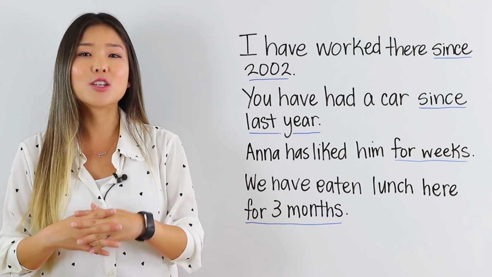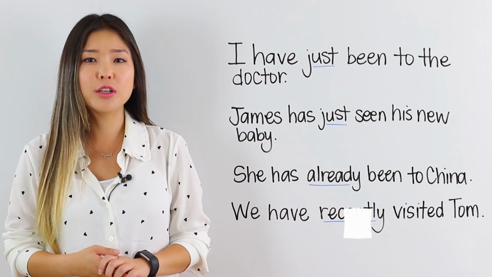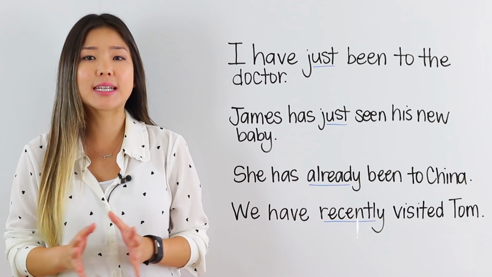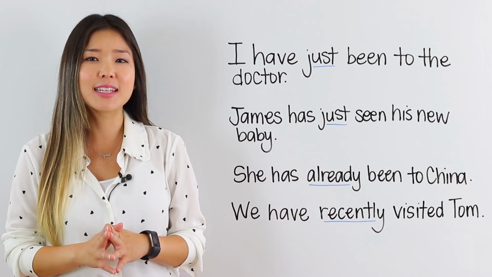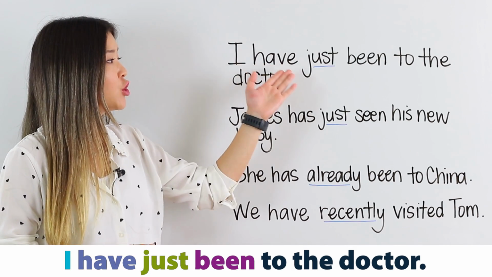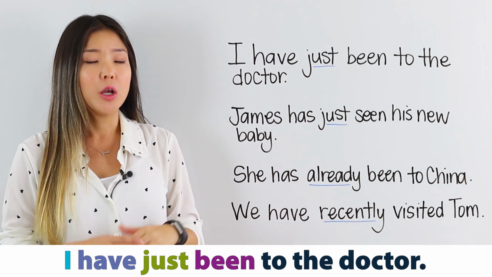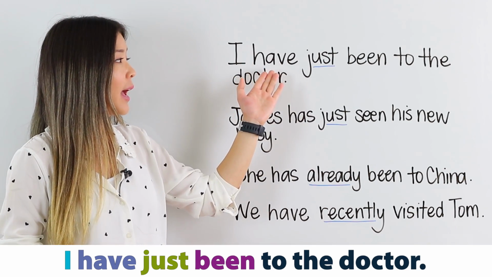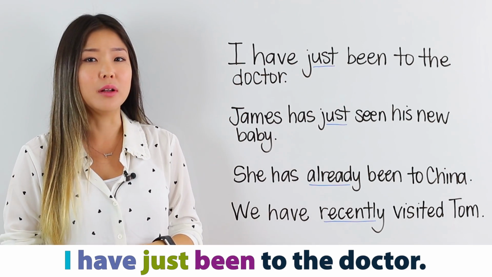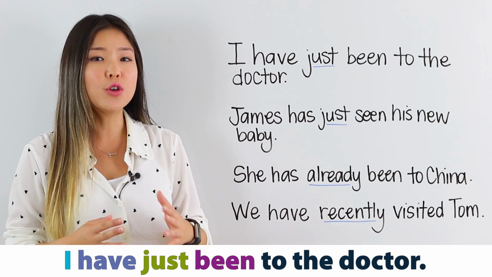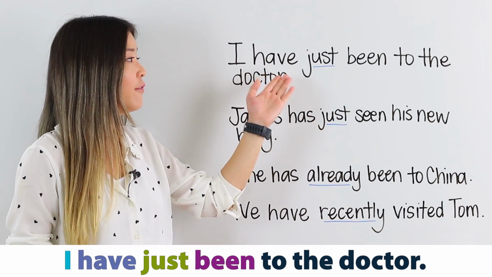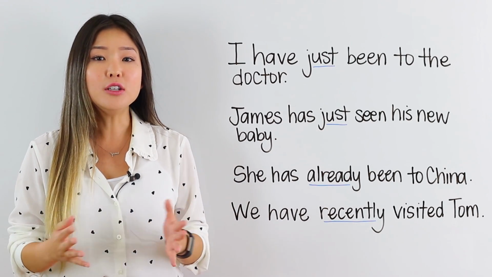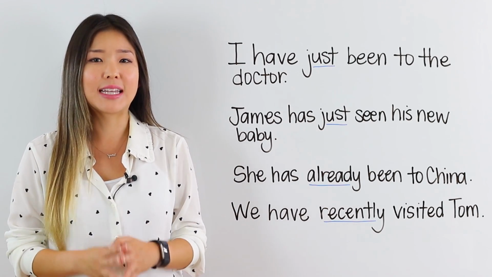Let's move on to the next usage. In addition, the present perfect tense can be used to describe an action that recently stopped. Let's take a look at some examples. I have just been to the doctor. So just like for all the other usages, we start with the subject, have or has, and the past participle. But you'll notice here I use the word just between have and the verb. I have just been to the doctor. This shows that it happened very recently.